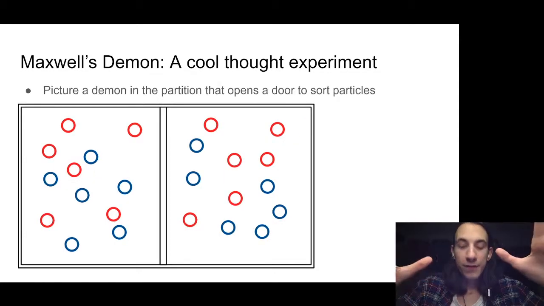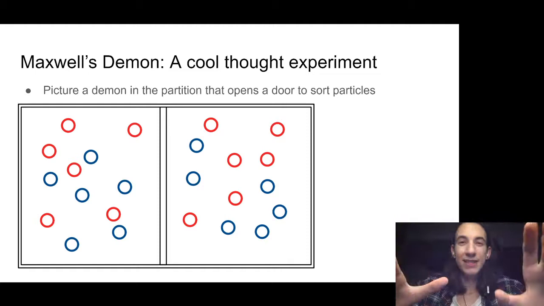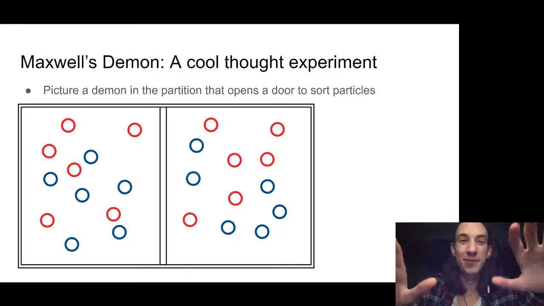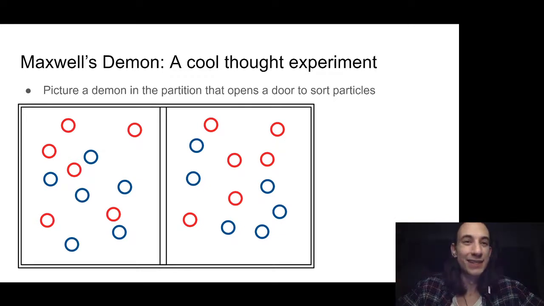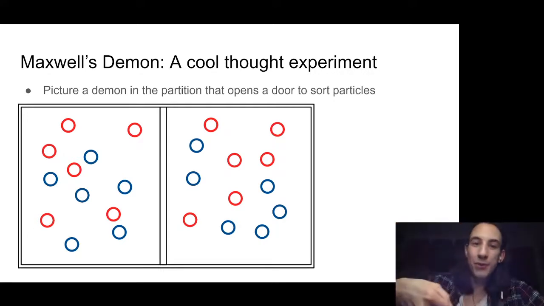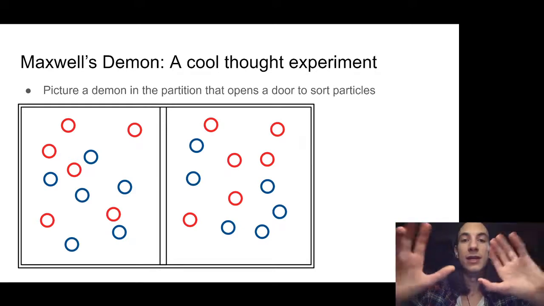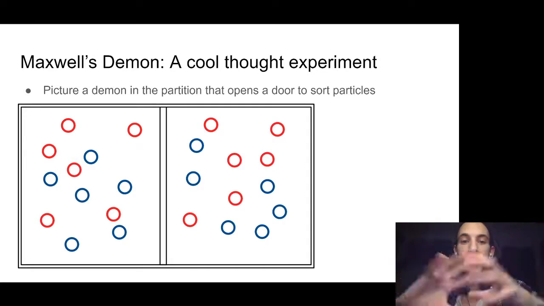But let's picture this situation, and they made this back in the olden days. I don't know why they called it a demon, but they were like, what if a demon was sitting in this little partition and he could open up a door to sort these particles? So again, we have the same amount of particles with the same velocity. We're not exchanging energy. We're just sorting them.